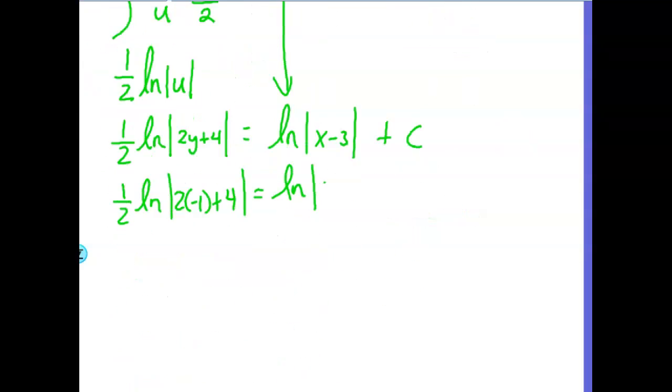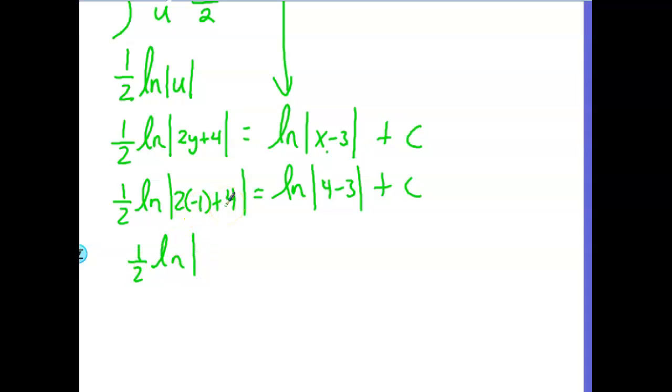Sorry about that. Okay, ln of the absolute value of 4 minus 3 plus c. If I left that as 3, I would have gotten 0, and logs can't have 0 in there, so that would be undefined and everything would die at that point. But logs can have 1, so let's go ahead and simplify this a little bit.